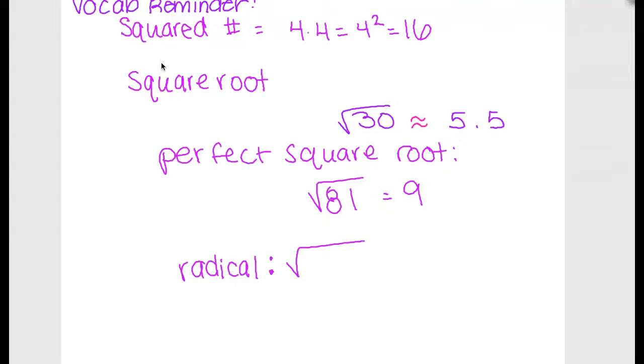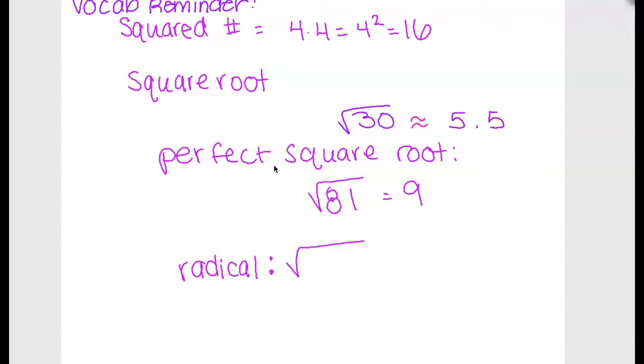So a squared number is when you have the same number multiplied by itself. So a squared number would be like 4 times 4. You can write it as 4 squared equals 16. A square root is the value of a number that you get when you have a square root over it. So like the square root of 30, for example, is approximately 5.5.